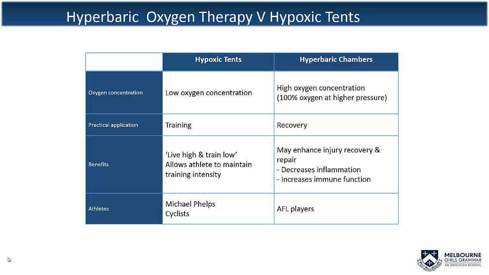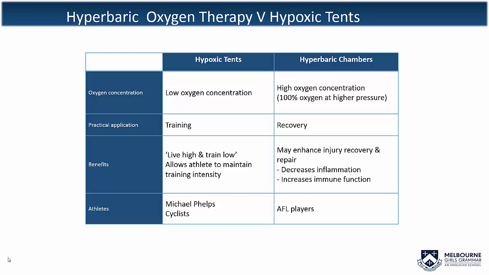It's important to know the difference between a hyperbaric chamber and a hypoxic tent, though, so I've just included that here. We will talk more about hypoxic tents when it comes to these ergogenic aids and linked in with altitude training. So hypo is low, remember? Hyper is high, and we're both talking about oxygen. So let's go through the right-hand side first. Hyperbaric chamber, high oxygen concentration. It's used for recovery to enhance injury repair in particular. AFL players are definite users of this particular strategy. You'll probably hear more about it in the lead up to the finals.